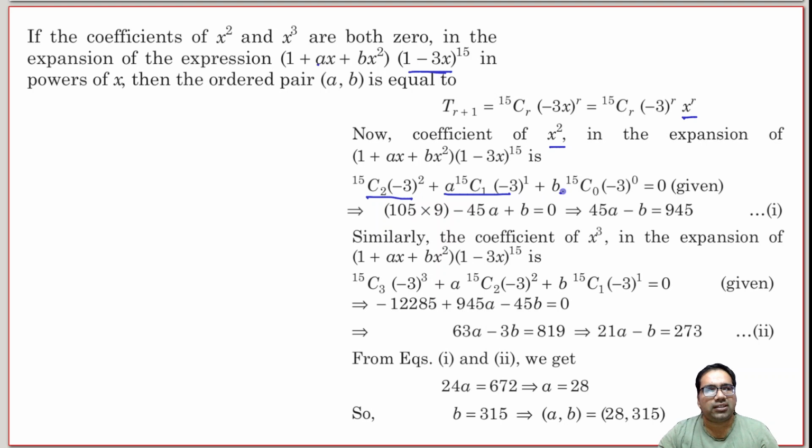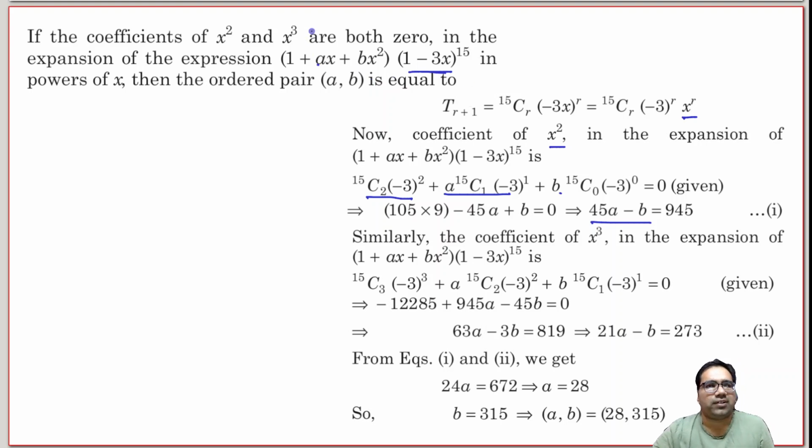So these three together will give us the coefficient of x square, which is nothing but 15C2 is 105 into 9, and 15C1 into minus 3, which is minus 45a, plus b, should be equal to 0. What does that mean? 45a minus b is equal to 945. So the coefficient of x square is equal to 0, and we have got 45a minus b equals 945. That is the relation between a and b.